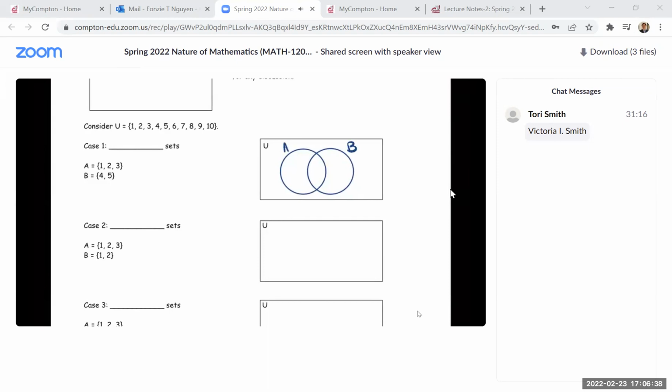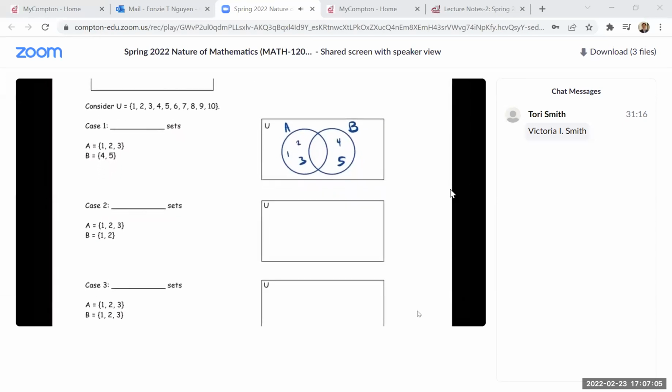In set A, we have 1, 2, 3, and in set B, we have 4, 5. Is there any overlap between these two? No. So that means you should write the 1, the 2 and the 3 over here, not in here, because that means it's also part of B. And then 4 and 5 should be over here, and there is nothing overlapping. That's how you would write it.